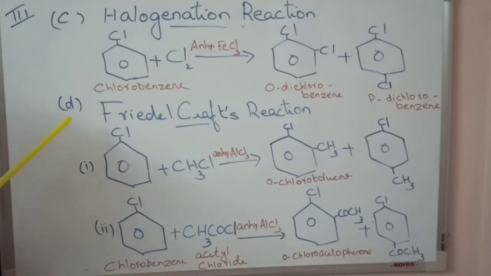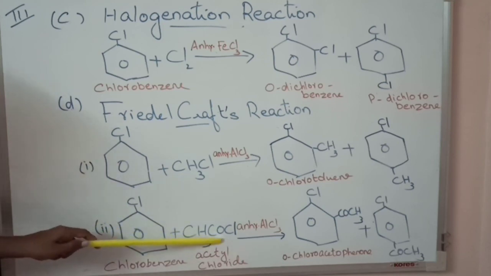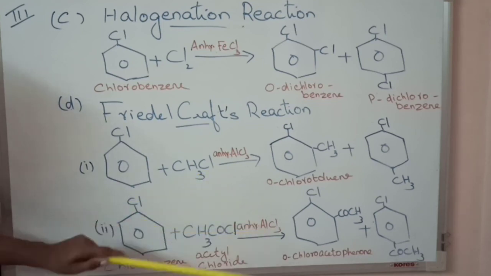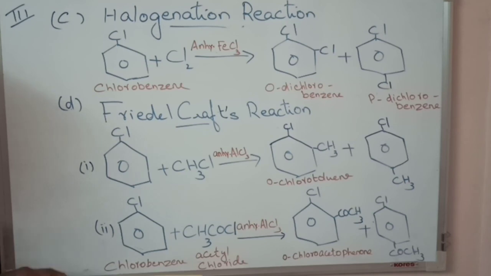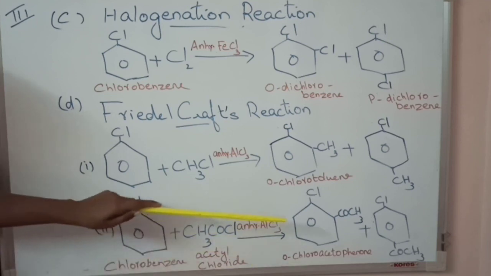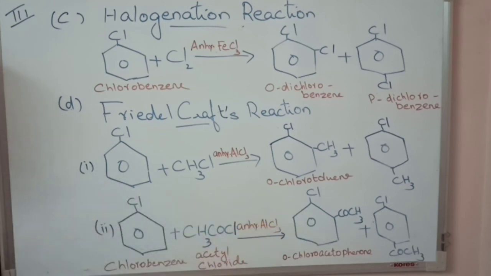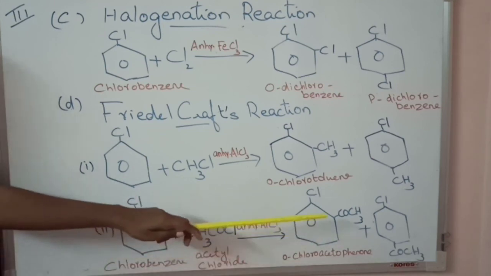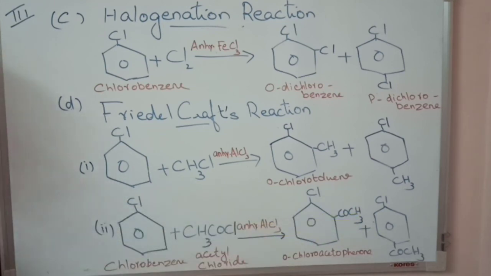Second one is Friedel-Crafts acylation. Chlorobenzene on treating with acetyl chloride, CH3COCl is acetyl chloride, in presence of anhydrous AlCl3, then this acetyl group, that is COCH3 group, will add to this chlorobenzene to form ortho-chloroacetophenone and para-chloroacetophenone.